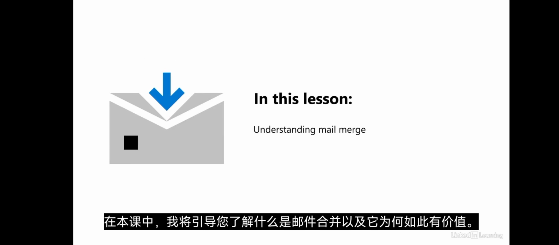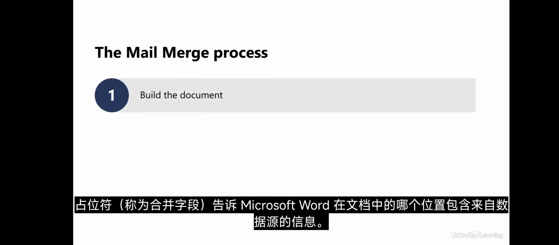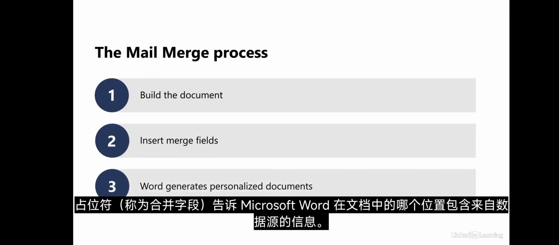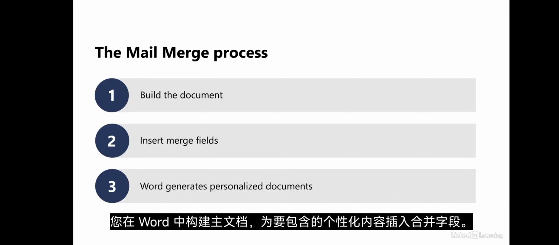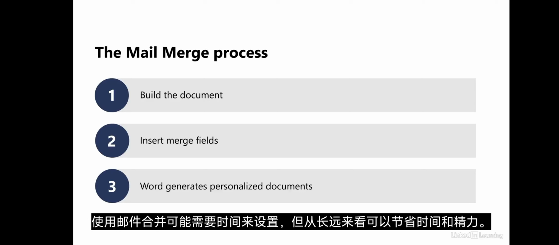In this lesson, I'll walk you through what a mail merge is and why it's so valuable. Placeholders, known as merge fields, tell Microsoft Word where in the document to include information from the data source. You build the main document in Word, inserting merge fields for the personalized content you want to include. When the mail merge is complete, Word will generate a personalized version of the document for each entry in the data source. Using a mail merge can take time to set up, but saves time and energy in the long run.